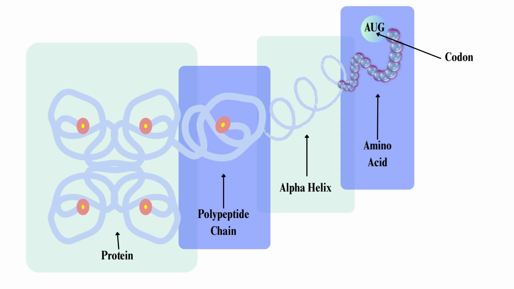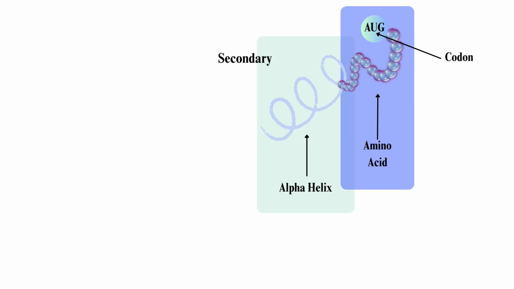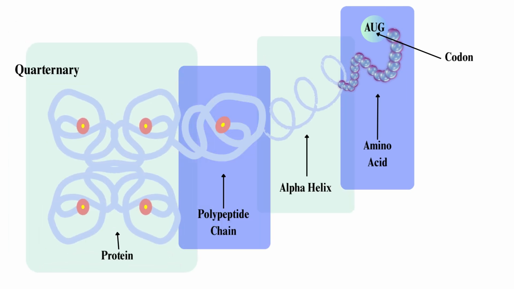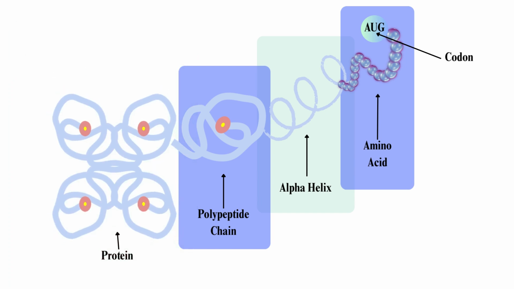Levels of structure. The four levels of protein structure are primary, secondary, tertiary, and quaternary. These levels describe the increasingly complex organization of a protein, from its simplest amino acid sequence to its final three-dimensional structure and interaction with other proteins. Some proteins have all four levels of protein structure.